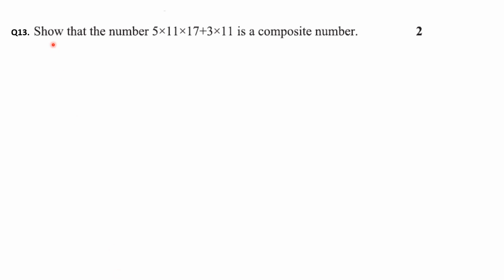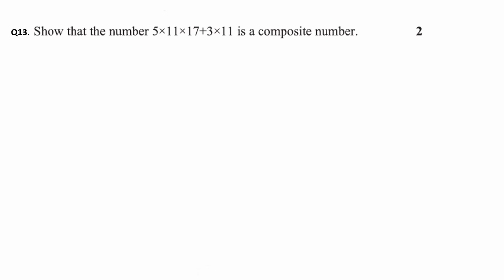Now question number 13. Show that the number 5 into 11 into 17 plus 3 into 11 is a composite number. And this question carries 2 marks. So first of all, try to understand the meaning of a composite number. We have already seen prime number, co-prime number. Now composite number means the numbers which have more than 2 factors.